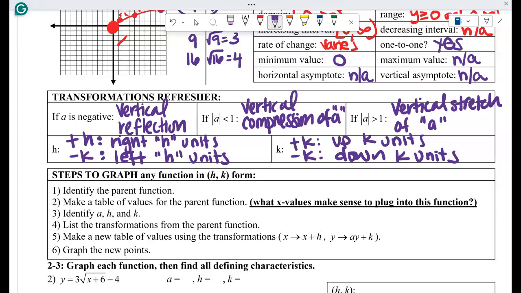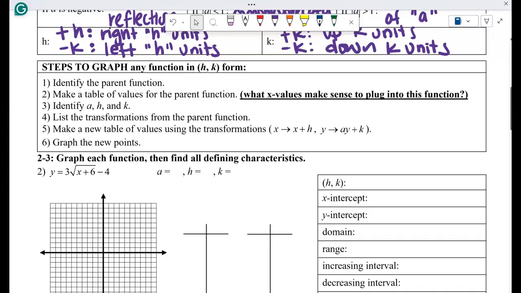And if you guys remember, we had these steps here before. Steps to graph any function in HK form, okay? Number 1, guys, we are going to identify the parent. Super important to know which parent function belong to which, okay? Then we are going to make a table for the parent function. When you make a table, pick x values that make sense. So if you have a square root, we are not going to pick any negative values, right? Now, if you have a cube root, then we can pick some negative and some positive.